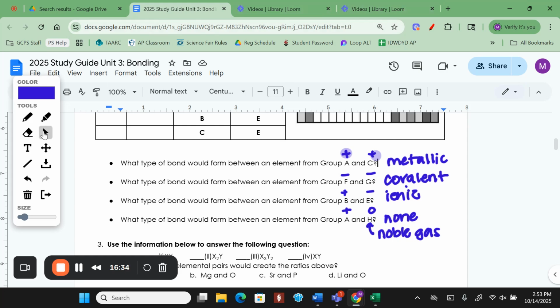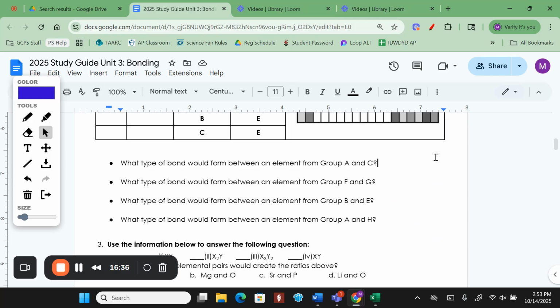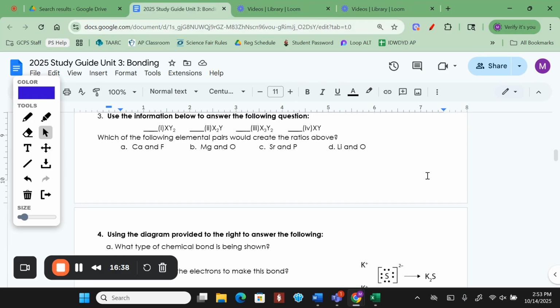Let's take a look at question number 3. So question number 3 is just like number 2. It's just a different way of asking it. With question number 3, we want to identify the elemental pair that would create the ratios above. So here's how we would do that with letter A, and then you'll do the rest on your own.